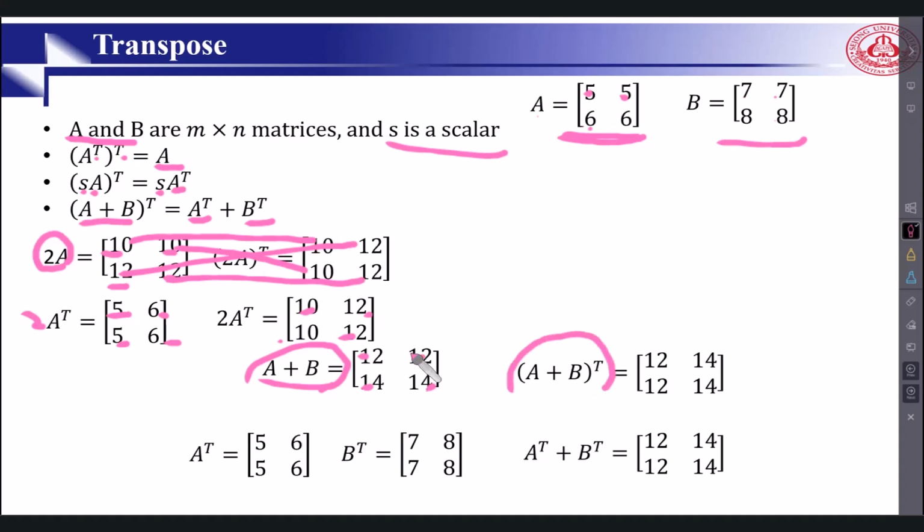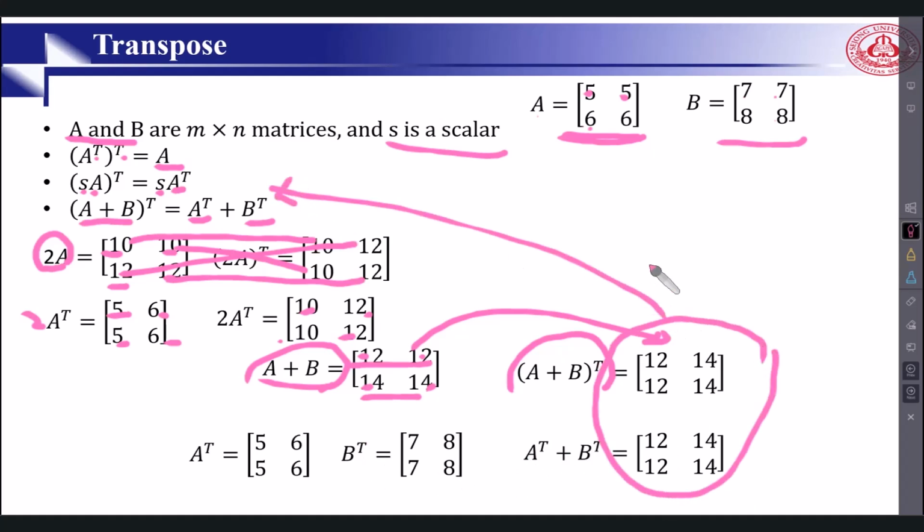(A plus B) transpose means transpose of this one, right? This becomes column, this becomes row. A transpose is this one, B transpose is this one. So you can see that this property that we have shown here, right? This is how it works.